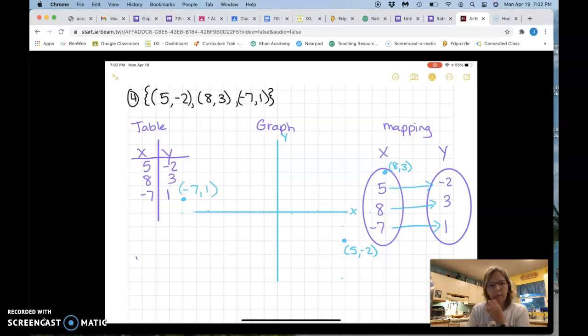I have my table, my graph, and my mapping. And I'm not going to do any more examples from that section because I think you probably get it, but email me if you have a question.